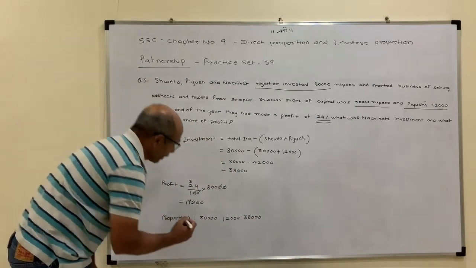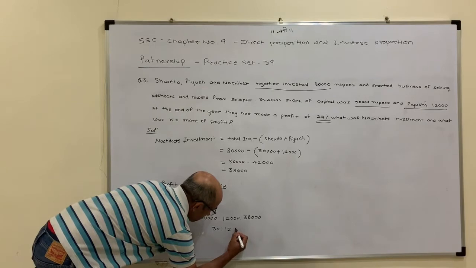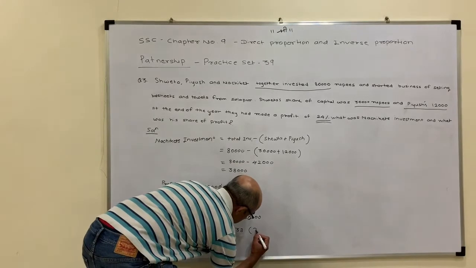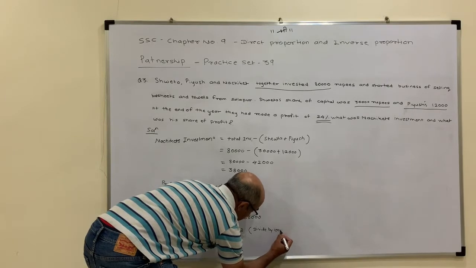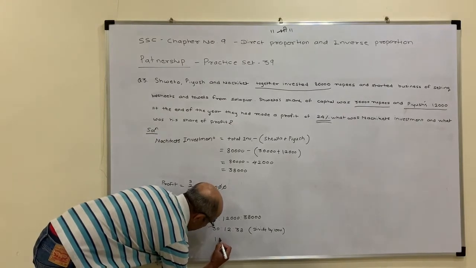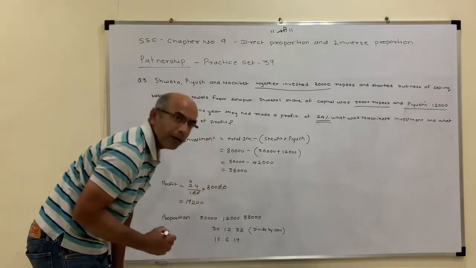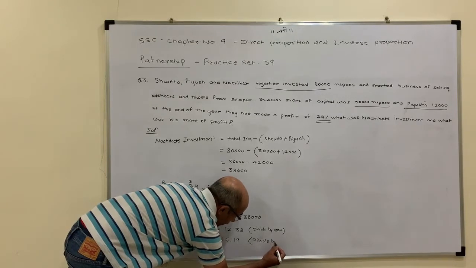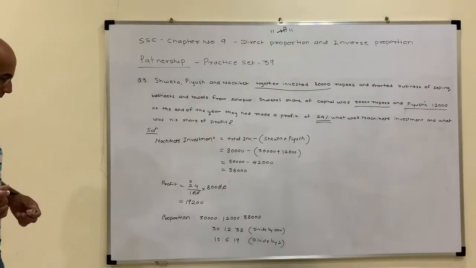So now 30, 12, 38. If I divide by 1000, now further if I divide by 2, I'll get 15, 6 and 19, right? If I divide by 2, divide by 2. So the proportion is 15, 6 and 19.